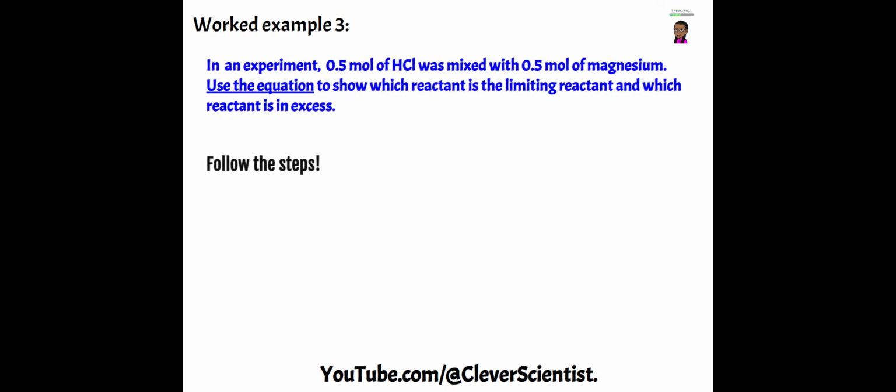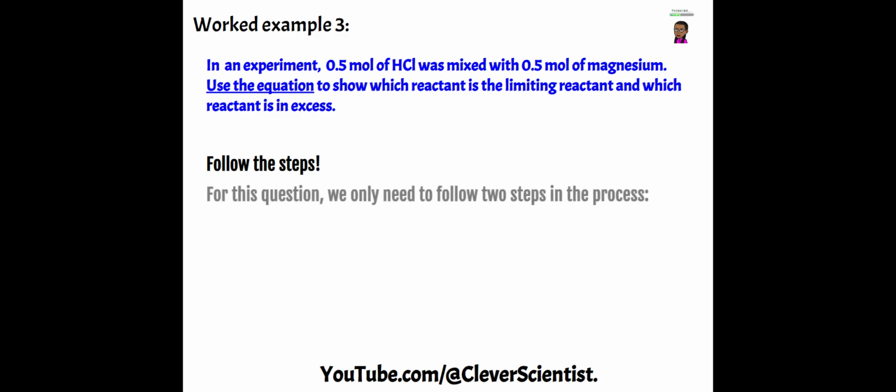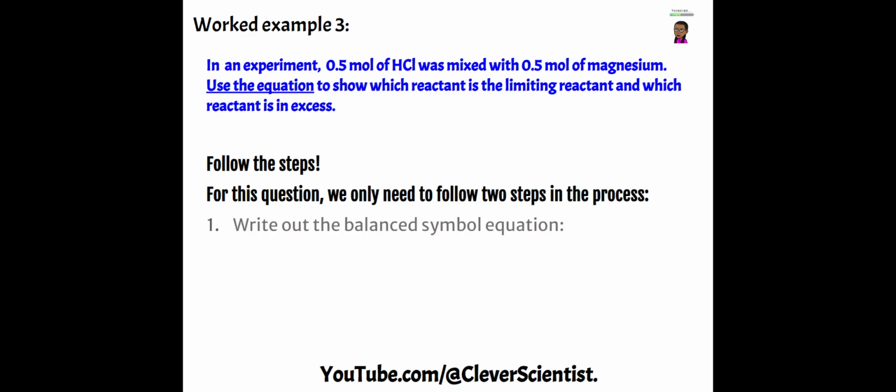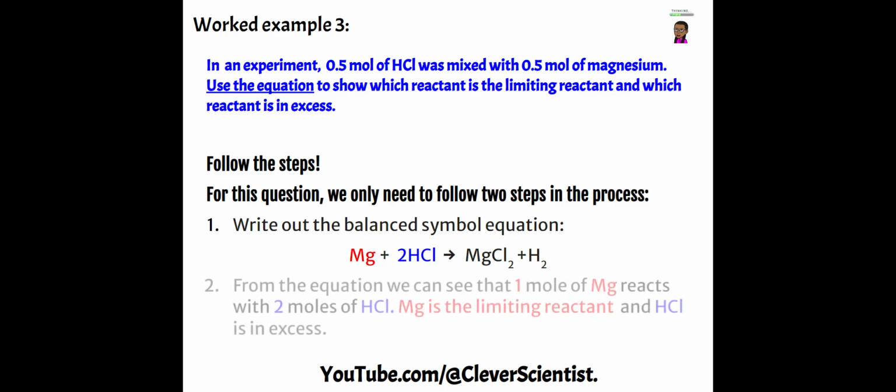So, worked example number 3. In an experiment, 0.5 moles of hydrochloric acid was mixed with 0.5 moles of magnesium. Use the equation to show which reactant is the limiting reactant and which reactant is in excess. So let's do this one.